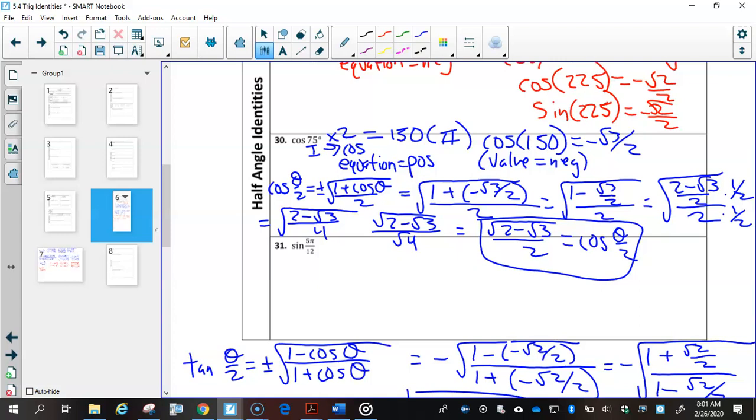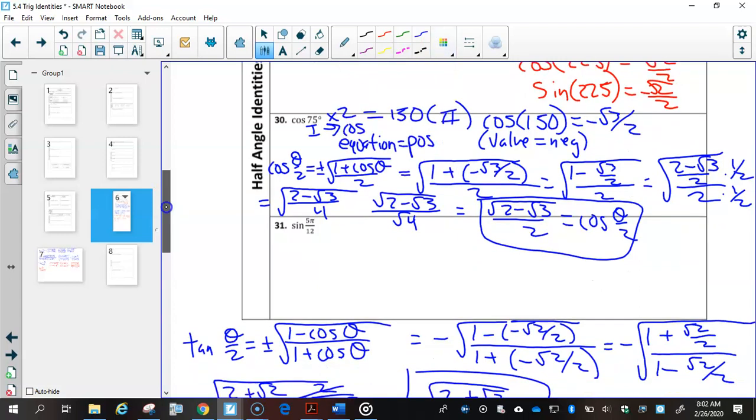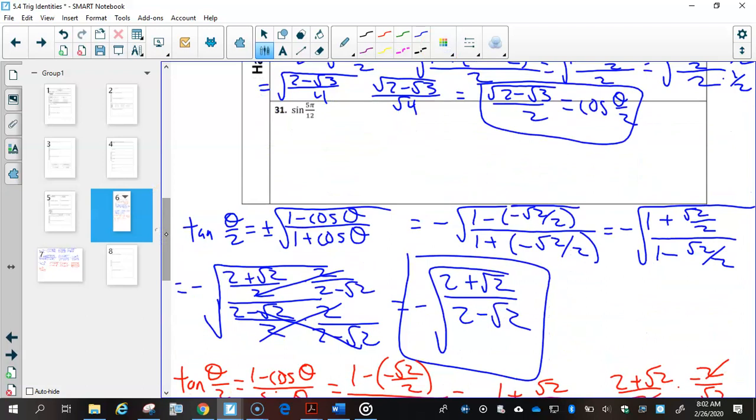So your final answer is the square root of 2 minus the square root of 3 all over 2. That 2 is no longer in the square root, because we took the square root of 4. What questions do we have right now? We're going to do one more of these types together. I've run out of space to do this.